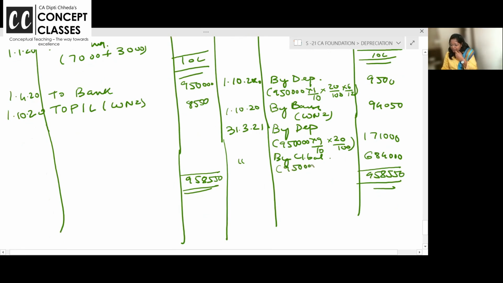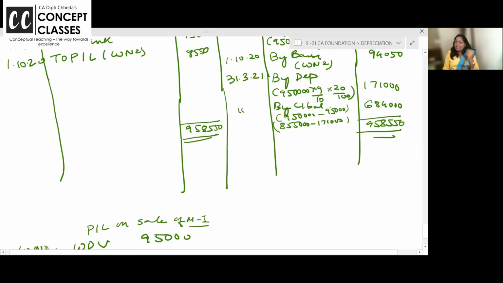Out of 950, 95,000 has gone, cost or WDV and sale value. So how much was remaining? Out of 950, 95 went. So how much is remaining? 855 minus 171. So it is coming the same. See, cross-checking is the best habit of the professional. Audit, accounts, taxation, whatever you do, you should do cross-checking. Out of 9,50,000, 95,000 has gone. Remaining is 855. And out of 855, 171 is depreciated. So it comes that way too. You can take it as balancing figure also. And now the very last year.